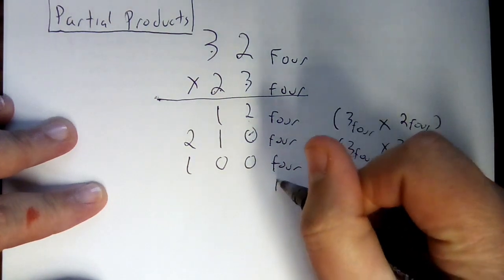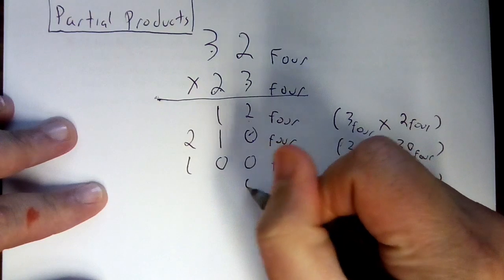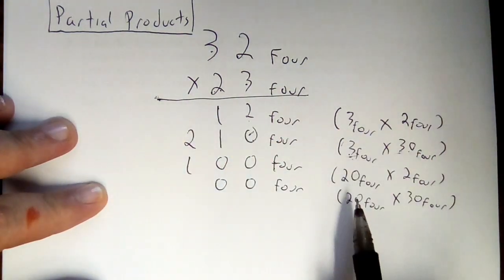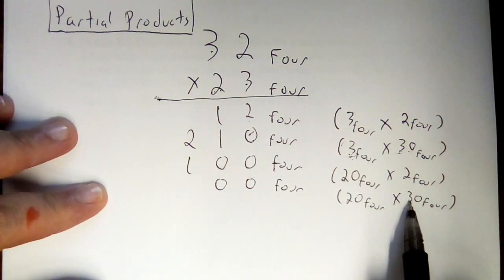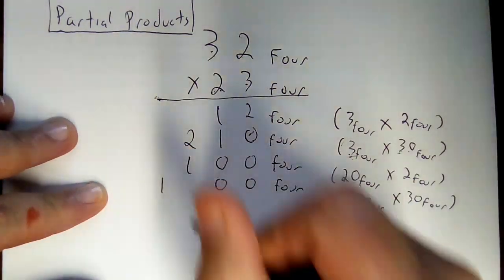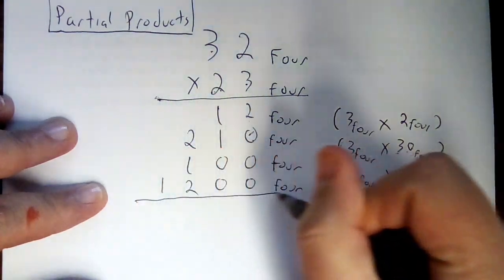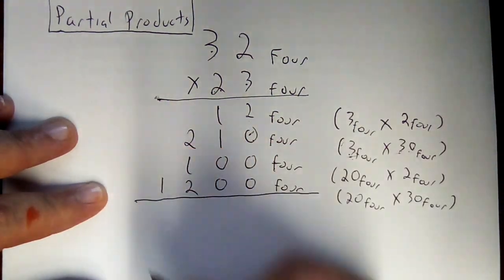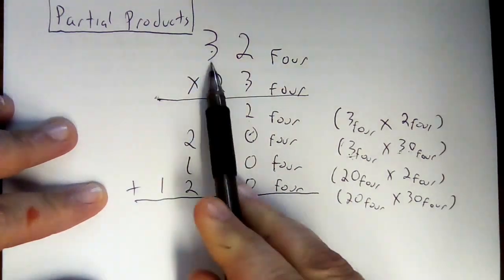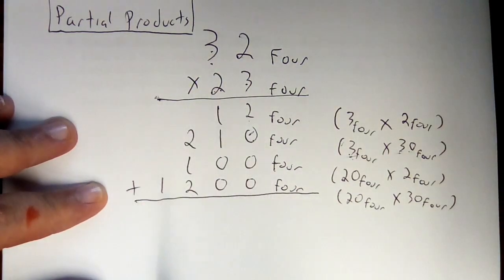And last but not least, we have 20 multiplied by 30. I know that I'll need to put 2 zeros down. And 2 times 3 is 6, and in base 4, 6 is one group of 4 with 2 left over. Now that we have our 4 partial products, to find out what the product of 3, 2 times 2, 3 is, that will be the sum of all of our partial products.